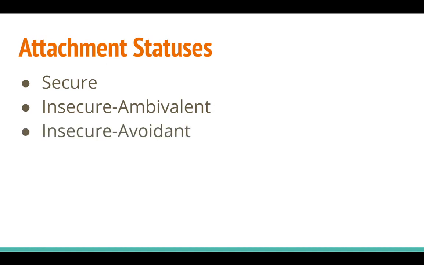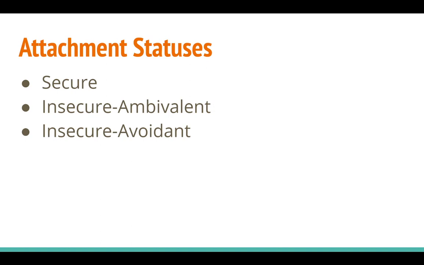The next is insecure avoidant. So in a strange situation, this child didn't cry when mom left and acted unaware and uninterested in her when she returned. It's like they didn't care whether or not mom is in the room or not. And at home, these mothers show rejection of the infants. And this happened in about 20% of infants. They don't prefer their mother to a stranger, and they avoid contact with their mother when they're reunited.